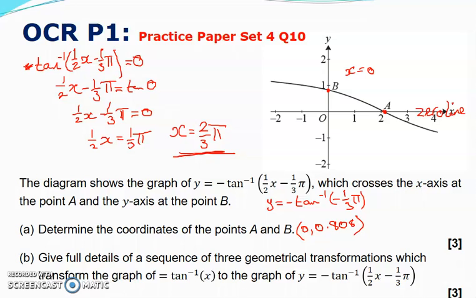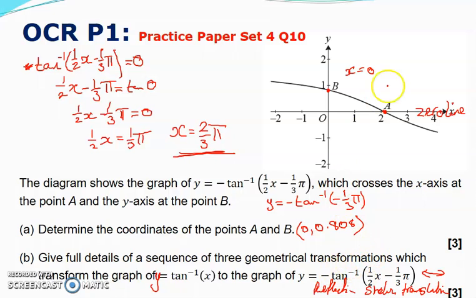Give full details of 3 geometrical transformations, which of course is what I'm really after, to transform y equals this into this graph. Well, this is a reflection. This is a stretch. And this is a translation. And of course, 2 of them are both doing it in the left-right. In the bracket, they're both going left and right.